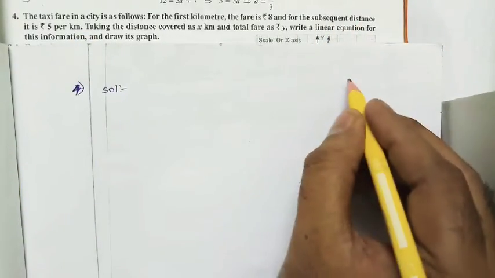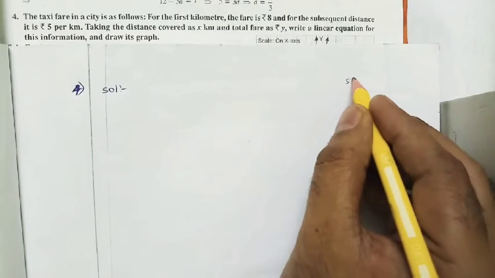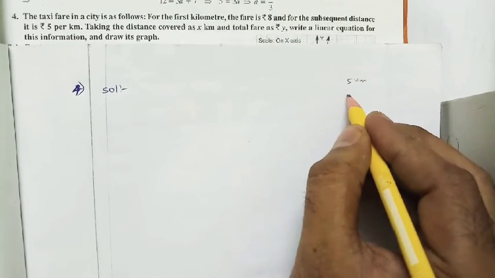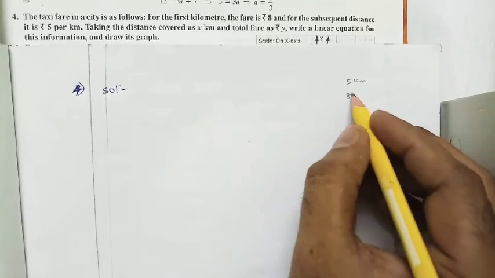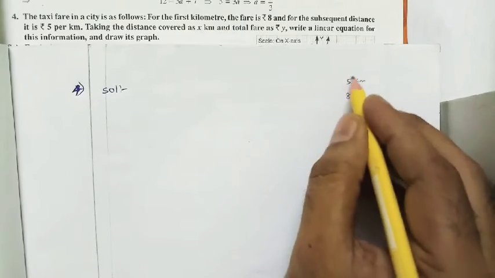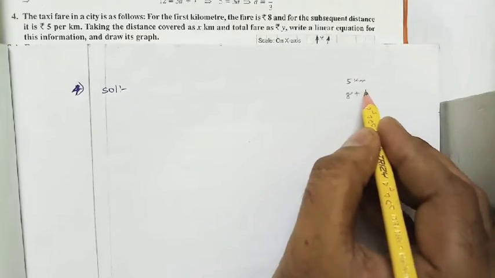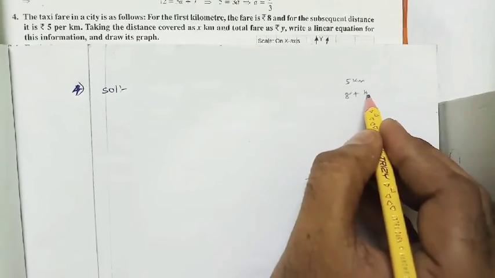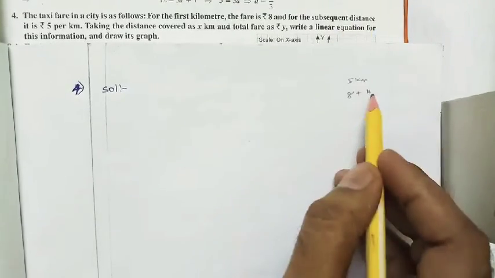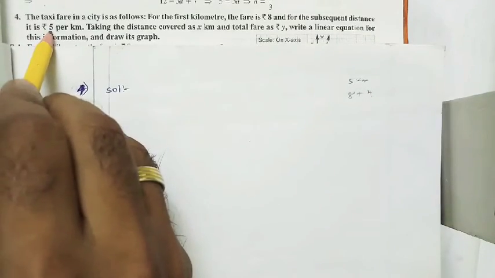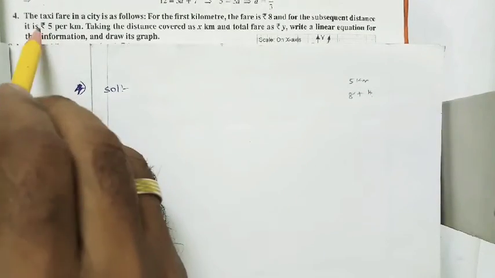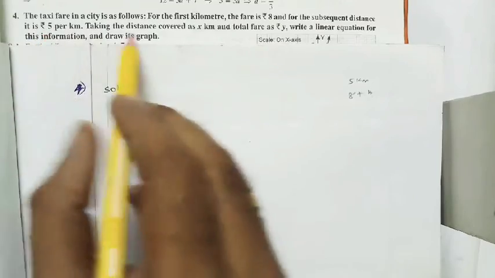If you are traveling 5 kilometers, for the first kilometer alone, how much are they charging? 8 rupees. This is constant. The remaining kilometers are the subsequent kilometers. How many remaining kilometers are left? 4 kilometers. For each kilometer, how much are they charging? Rupees 5.